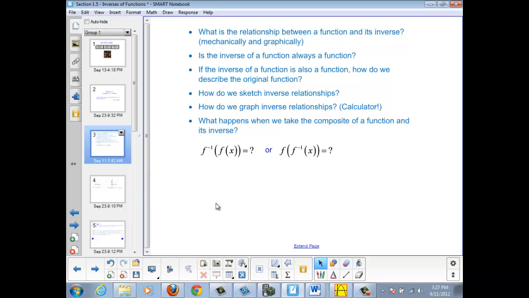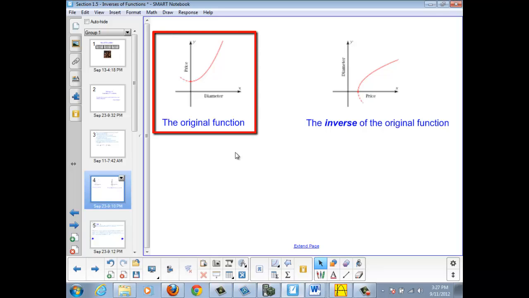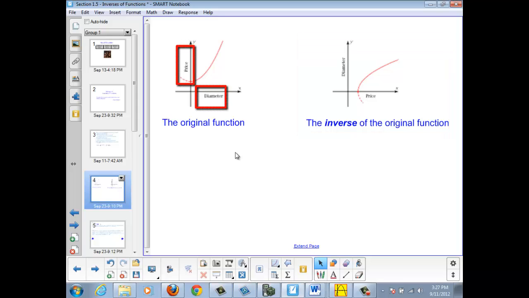Let's start with what exactly is the relationship between a function and its inverse. If our original function looks like this, price versus diameter, then our inverse function comes about, as we recall from earlier math classes, when we switch the x and the y values. So now, instead of price versus diameter, our graph is a graph of diameter versus price. And every original x value on the graph is now a y value, and the corresponding y value is now the x value.